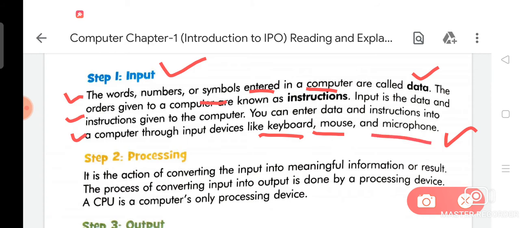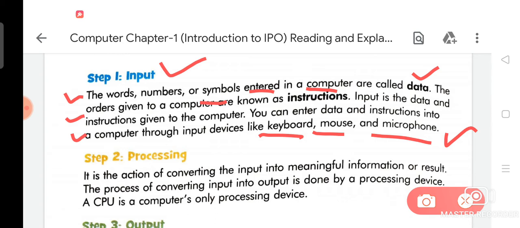So student, the words, numbers or symbols entered in a computer are called data. The orders given to a computer are known as instructions. Input is the data and instructions given to the computer. You can enter data and instructions into a computer through devices like keyboard, mouse and microphone.